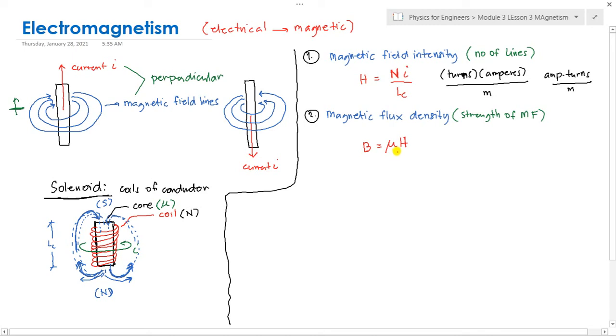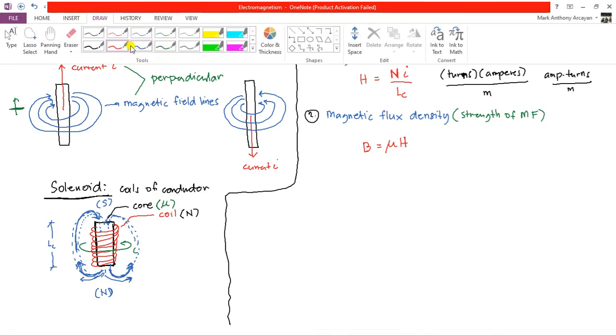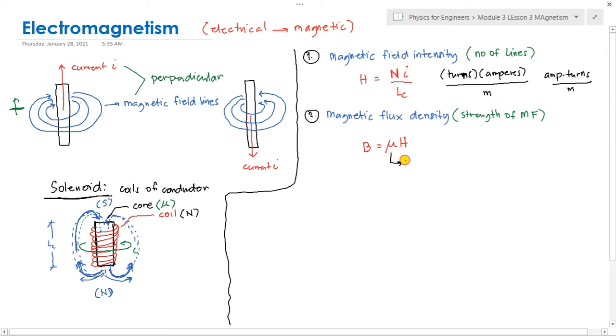So, what does mu denote? Can you see mu? This denotes the permeability of our core. Meaning, whatever type of material we are using has its own permeability value. And the unit of this permeability is in Henry per meter. Okay, that is Henry per meter.